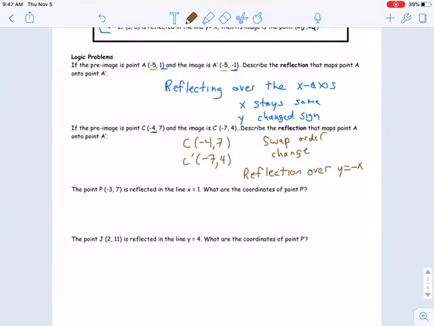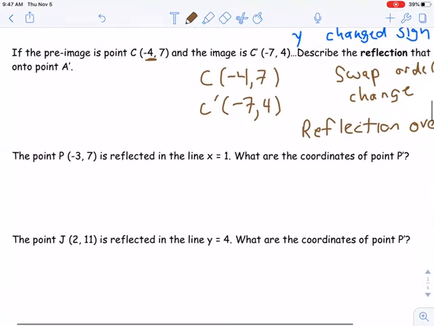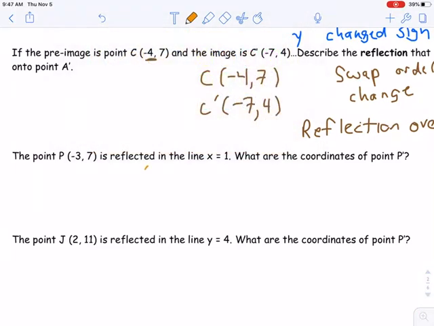All right, neat. Now we got the point P (-3, 7) reflected in the line x equals 1. What are the coordinates of P prime? This is actually a lot harder problem than it looks like. Just a simple reflection, taking a point, reflecting it over a line. But I'm having trouble figuring out what's going on. So let's think about things. I'm going to draw a quick coordinate plane. I'm going to try to visualize this. Oops, that should be y, that should be x.